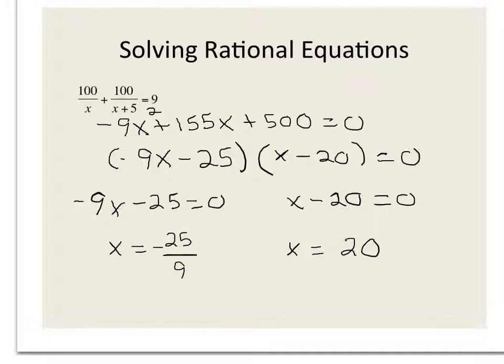Remember, you should go back and plug in your x's just to double check and make sure they work. That's an easy way to verify that you got the right answer.